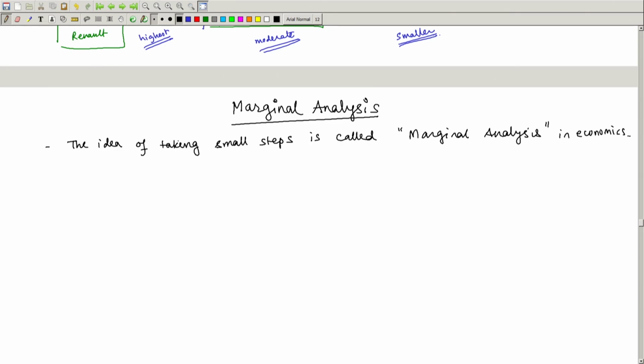Now, I will make one more comment and I will motivate what we mean by that comment. You have reached an optimum when any further small step cannot make you better off.